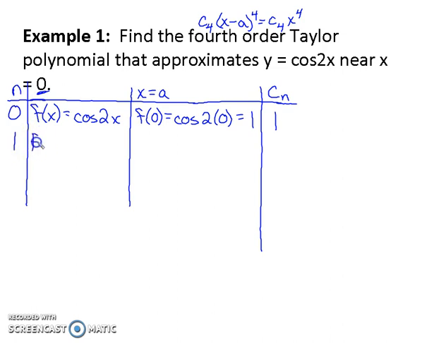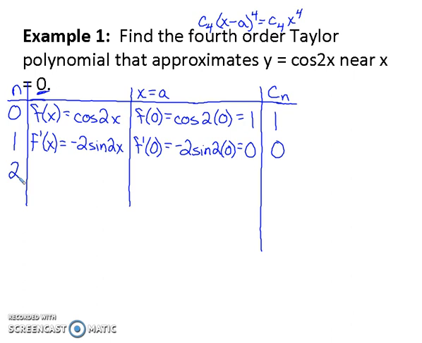I need to use f prime of x, which means I need to take the derivative of cosine 2x. Doing chain rule with that, I end up with negative 2 sine 2x for f prime of x. Then we evaluate that at 0. So we have negative 2 sine of 2 times 0, which becomes sine of 0, which is 0. So c sub 1 is going to be 0.